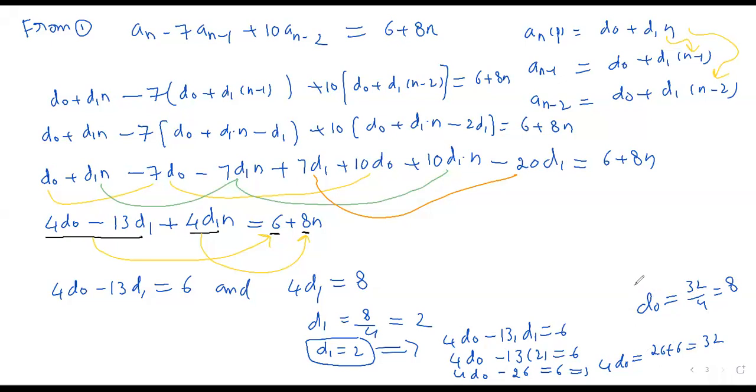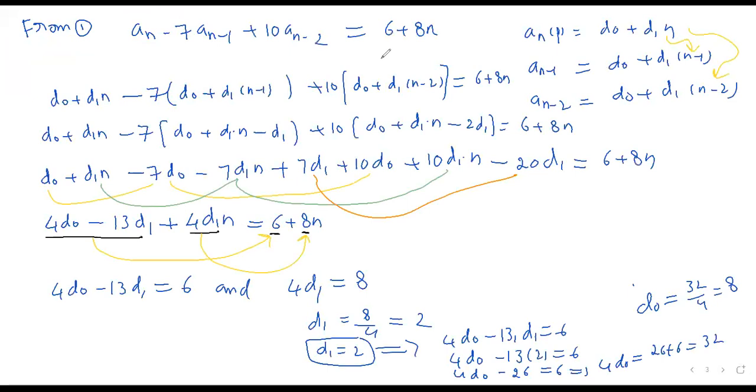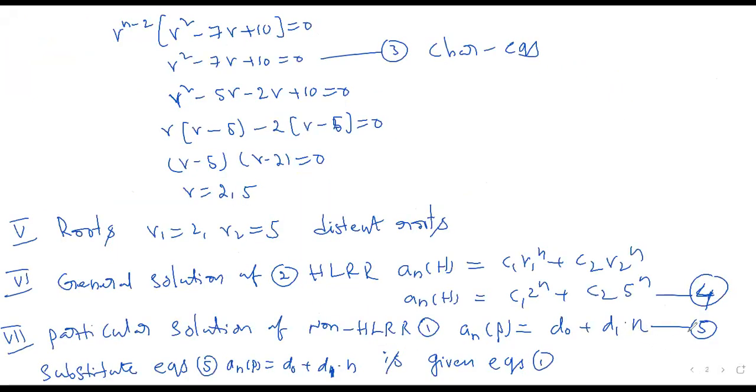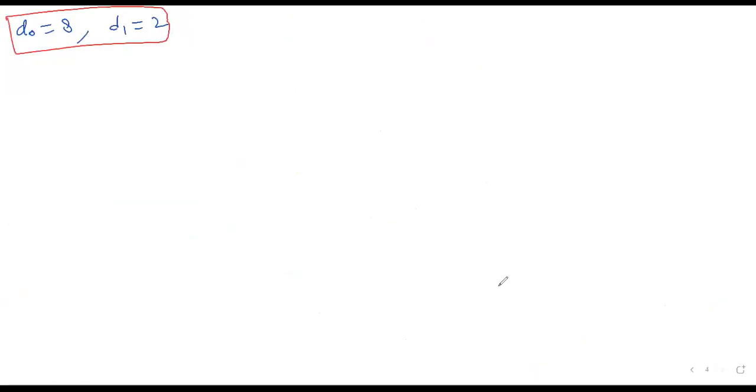So finally, here I am writing d1 equals 2 and d0 equals 8. Okay, finally we found these two values. These two values you can substitute in the particular solution. Okay, see the particular solution. Equation 5, particular solution a_n^(p) equals d0 plus d1 into n.